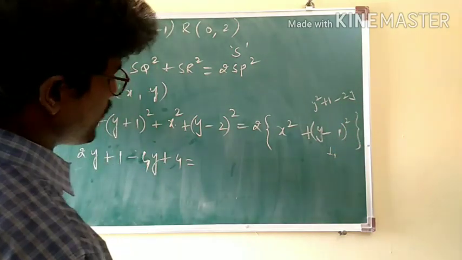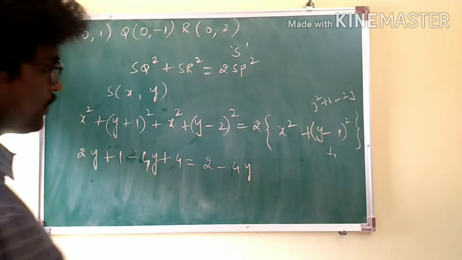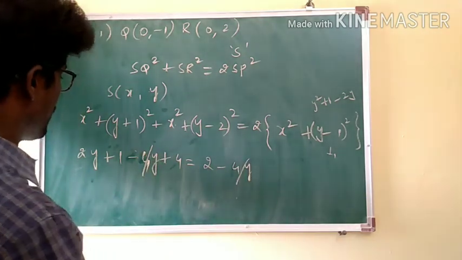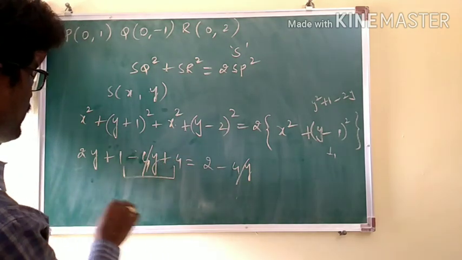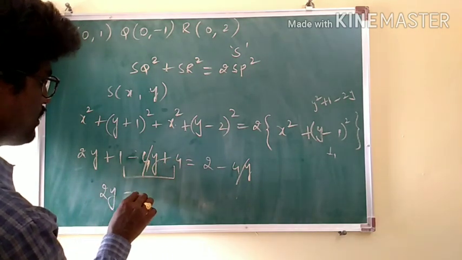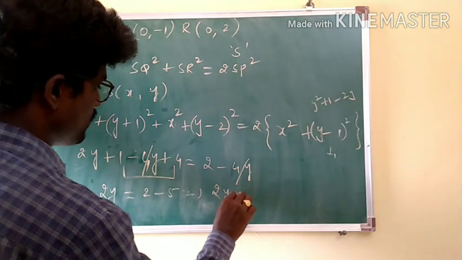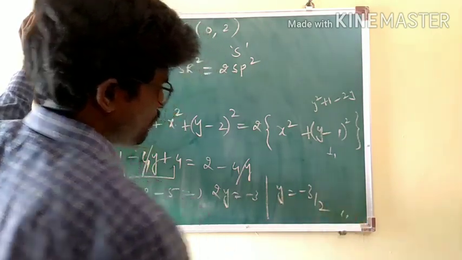So what are the remaining terms? 2 minus 4y. What are the remaining terms here? 2 minus 4y. Minus 4y gets cancelled. 4 plus 1, 5. 2y is equal to 2 minus 5. That implies 2y is equal to minus 3. So y is equal to minus 3 by 2.